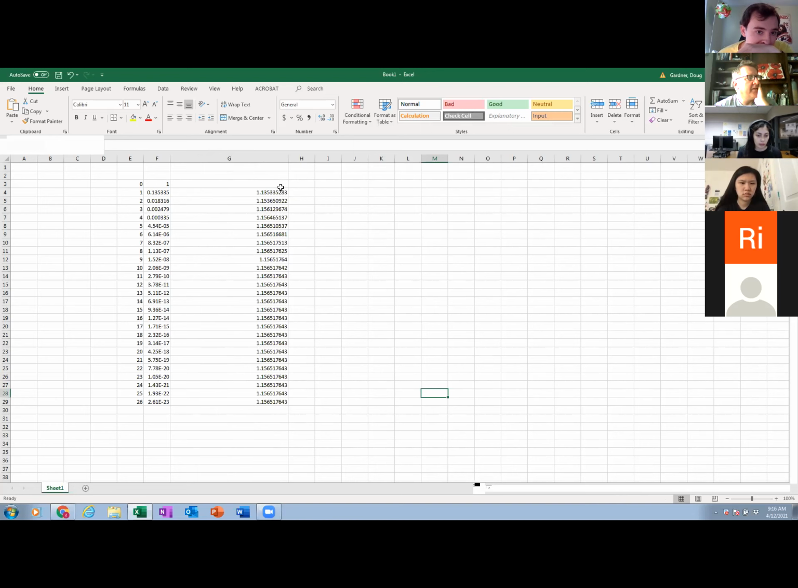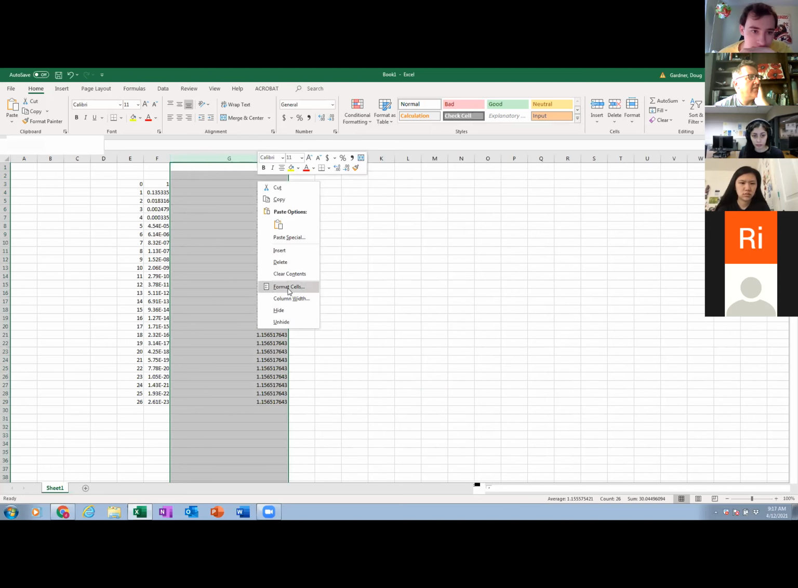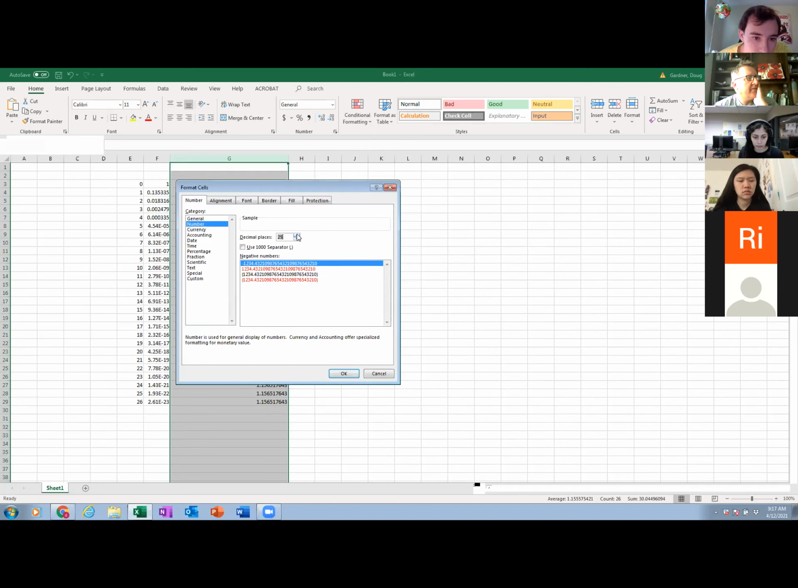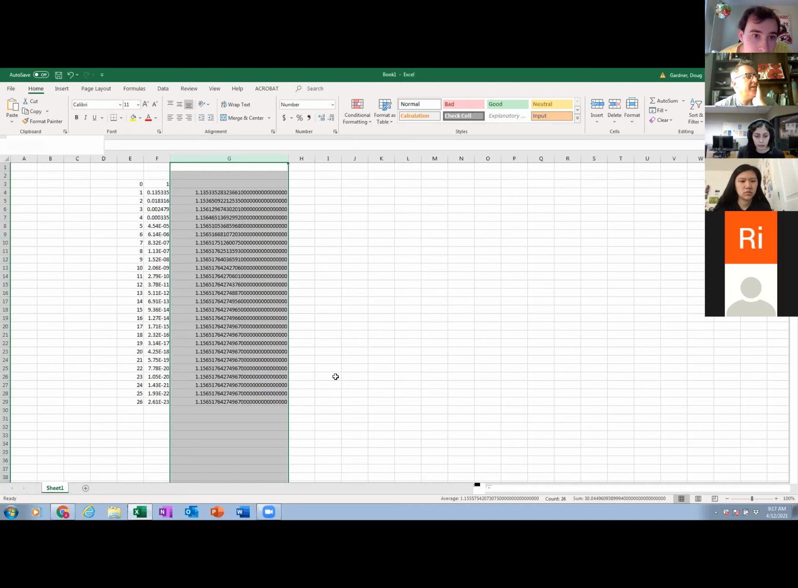Excel's more powerful than your calculator because you can actually ask it for more decimal places. Increase. Isn't that right? Increase. Decrease. Why isn't that working? I'm going to say format cells, go to number, and how many decimal places can I get? I'm going to ask for as many as I can. Well, maybe I won't. Yeah, 30. It can have 30 decimal places.